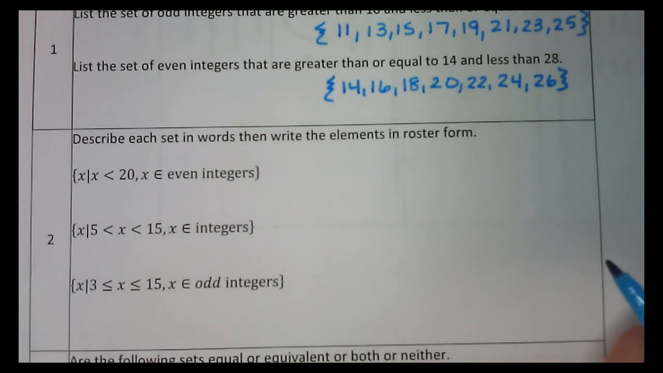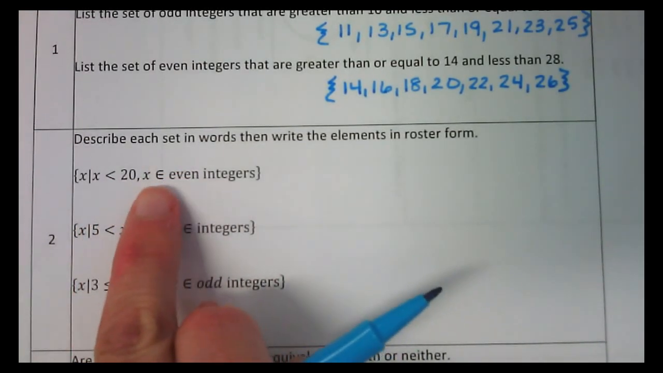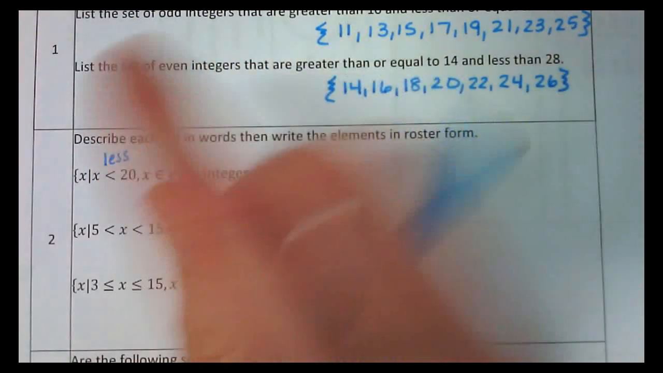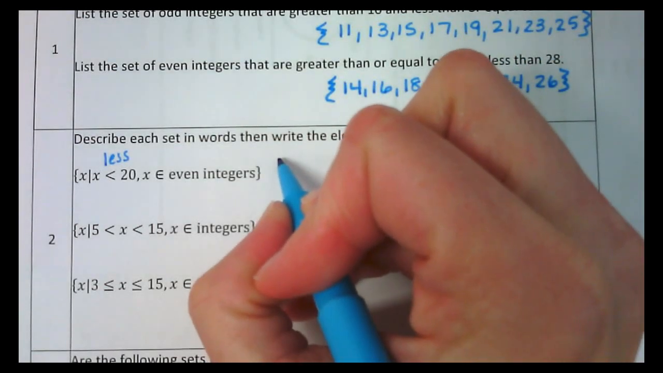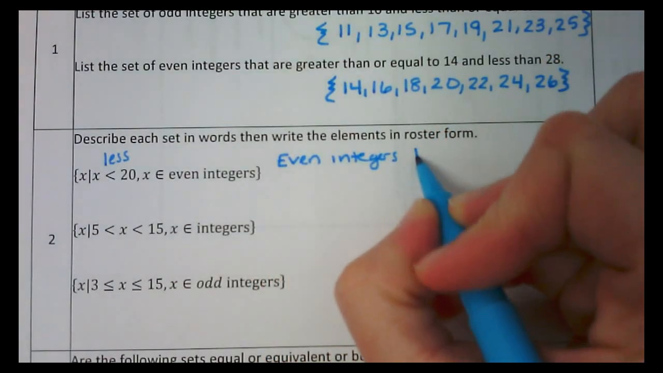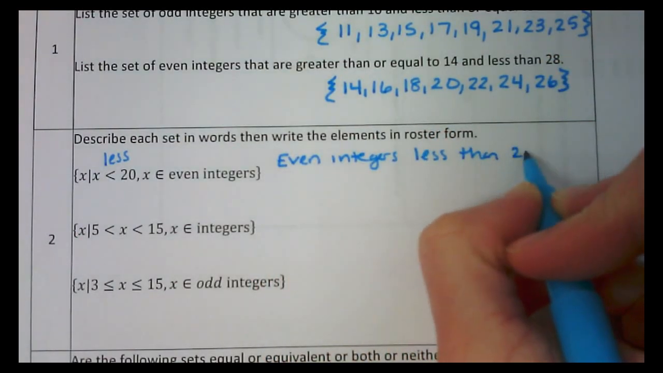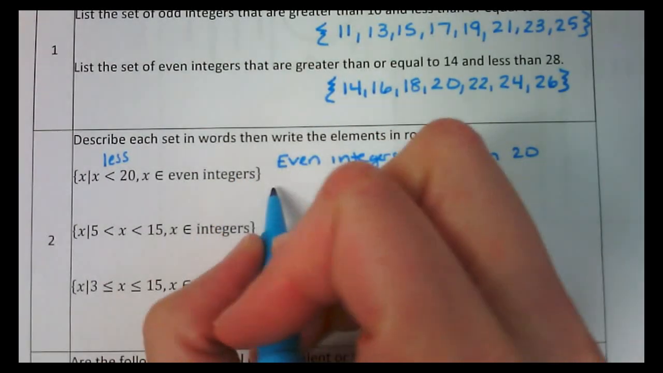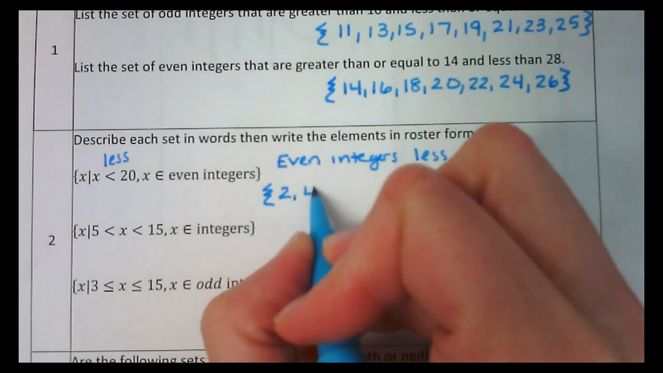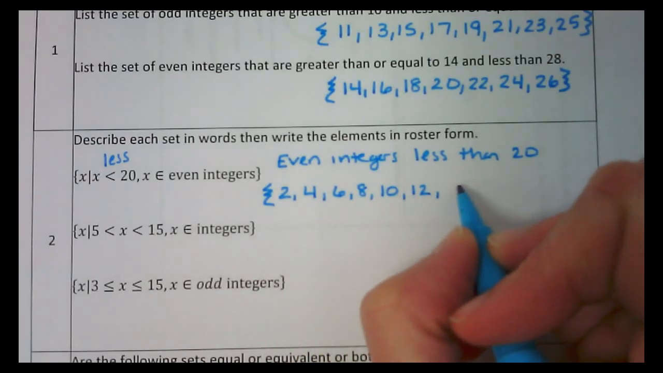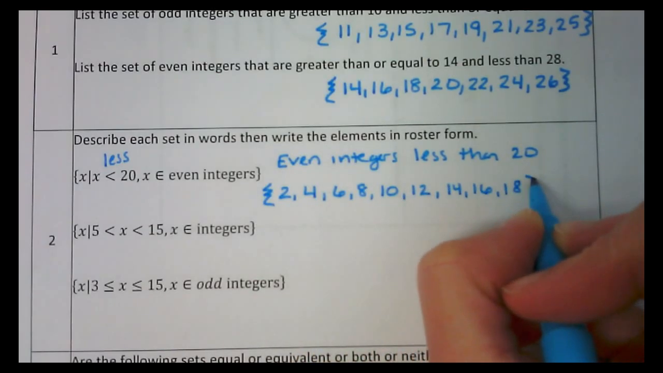Next one says describe each set in words and then write the elements in roster form. So in words it says I have even integers, and this symbol means less than, so less than 20. So we're going to say even integers less than 20. So we can start at 2, 4, 6, 8, 10, 12, 14, 16, 18.